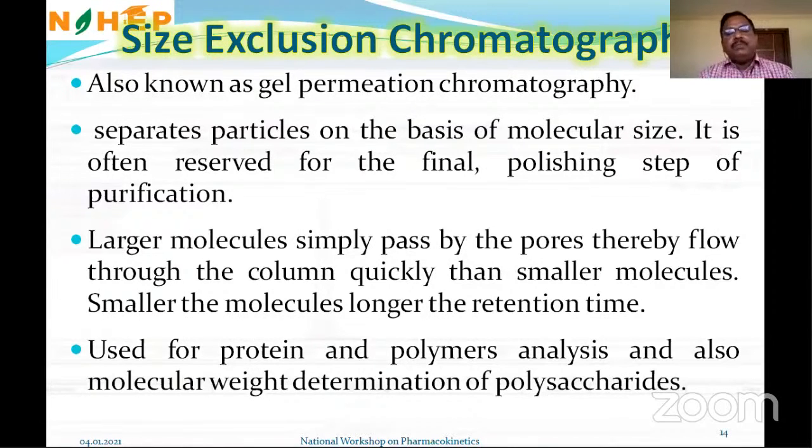Here the column has different size pores, that is larger pores and smaller pores. Larger molecules simply pass by the pores, thereby flowing through the column quicker than smaller molecules. Smaller molecules are retained longer because the smaller channels are very long and very curved, so they elute later than the larger molecules. This size exclusion chromatography is used for proteins and polymer analysis and also molecular weight determination of polysaccharides.